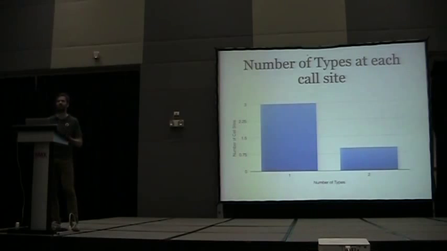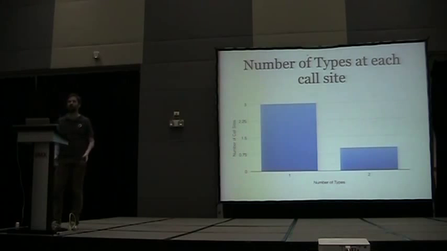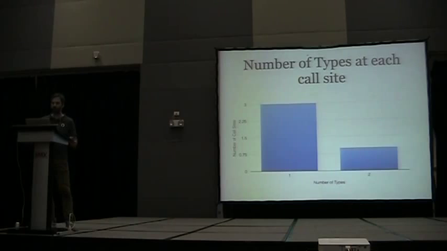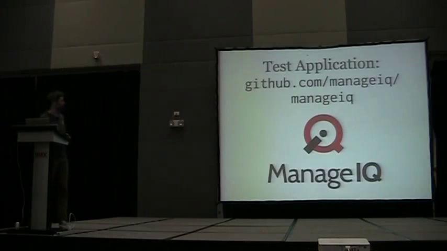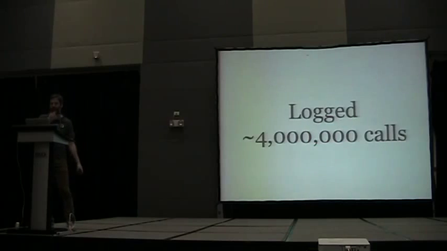I needed to test this against an application and try to figure out what percentage of the call sites in our application were actually polymorphic. So I ran that against this code, which is the place where I used to work 3 weeks ago. It's an open source Rails application, so it's important to me to use an open source application because then any of you can actually try it out, but I'm also going to be testing this at work as well. So I logged about 4 million method calls.